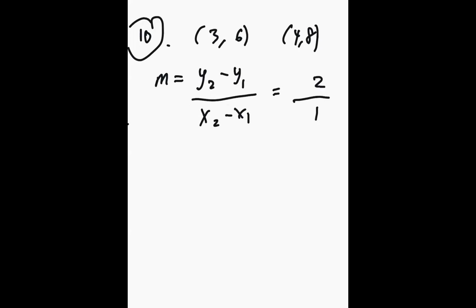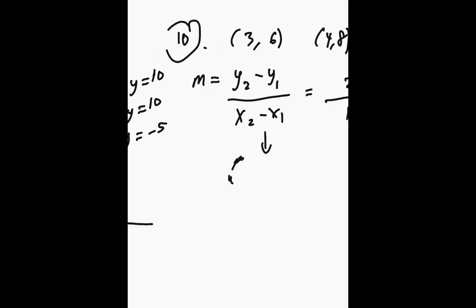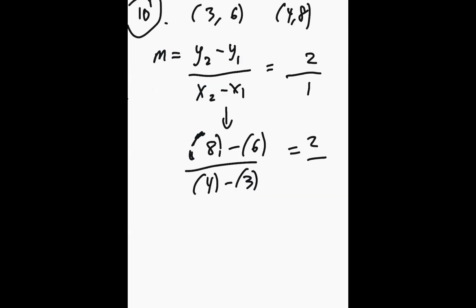Now, if you didn't do it that way, you could still do it like this. Plug in the y2, which is 8, minus y1, which is 6, over x2, which is 4, minus x1, which is 3. 8 take away 6 is 2, and 4 take away 3 is 1. So you'd still end up with 2 over 1, whether you just use the formula, or if you did the change in y over the change in x.